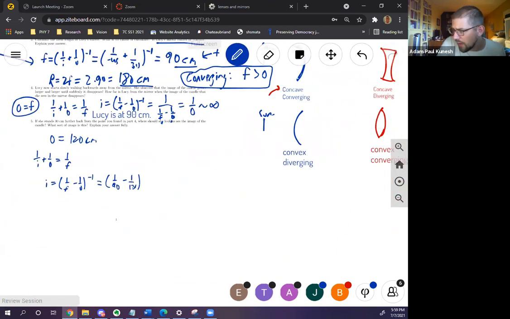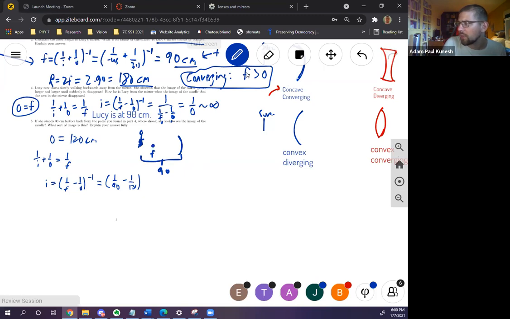And I can draw this on a little diagram here if I want, like this. So here's the focal length at 90 f. Lucy's now standing way over here. Okay, stick figure, kind of. All right, so Lucy's standing way over here at a distance of 120 centimeters.